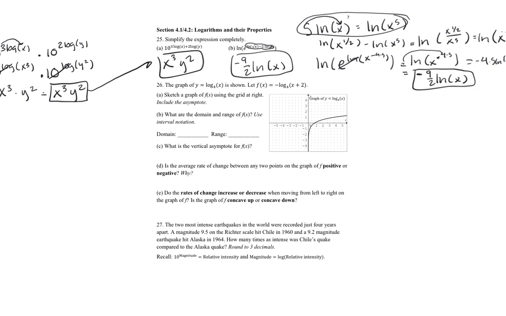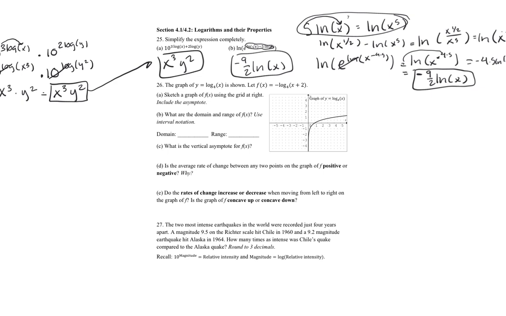All right, so for problem 26, we're given a log base 4 of x graph, and it looks like there are some transformations being applied to it, and we have to analyze those transformations. And so for part A, it says sketch a graph of x using the grid at the right.